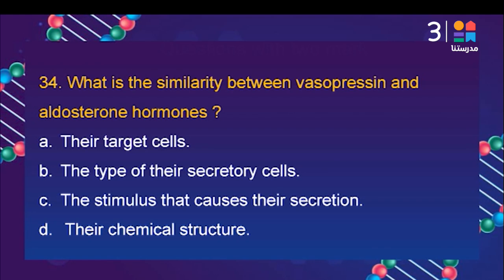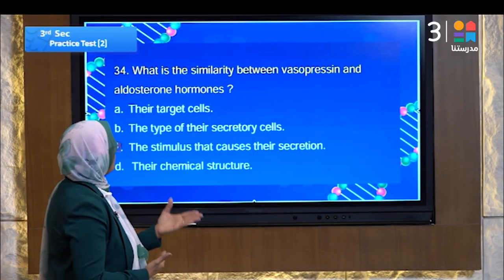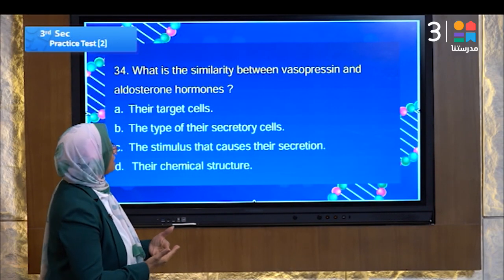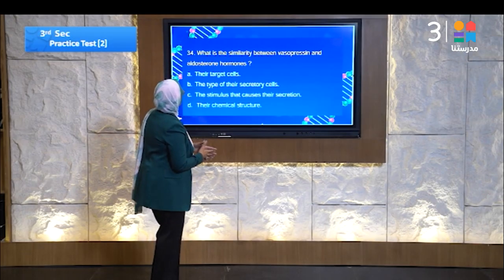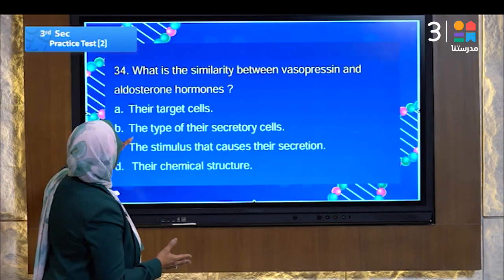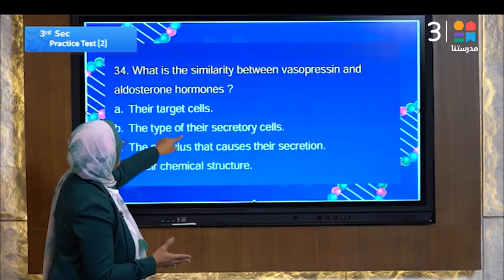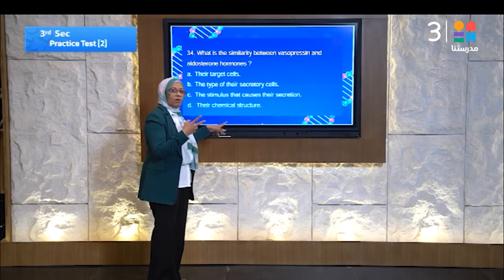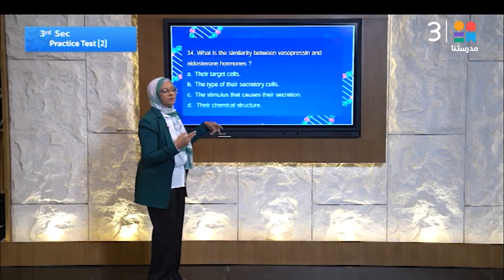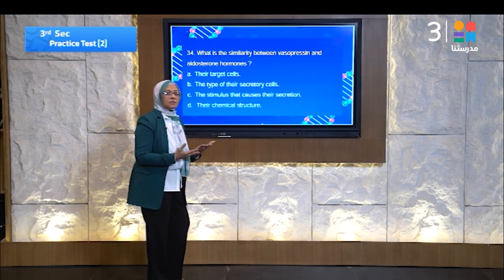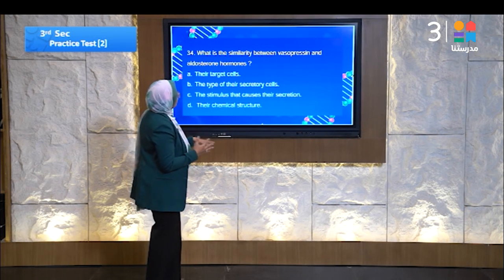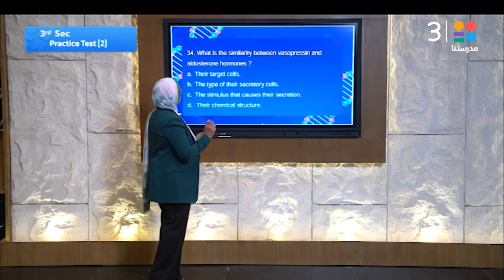34. What is the similarity between vasopressin and aldosterone hormone? There are 2 hormones. One of them, vasopressin, causes dilation of some capillaries, and aldosterone hormone. Let's go to the choices. A, their target cells. The 2 types of hormone affect the tubes inside the renal duct. But one of them causes dilation and the other causes contraction.